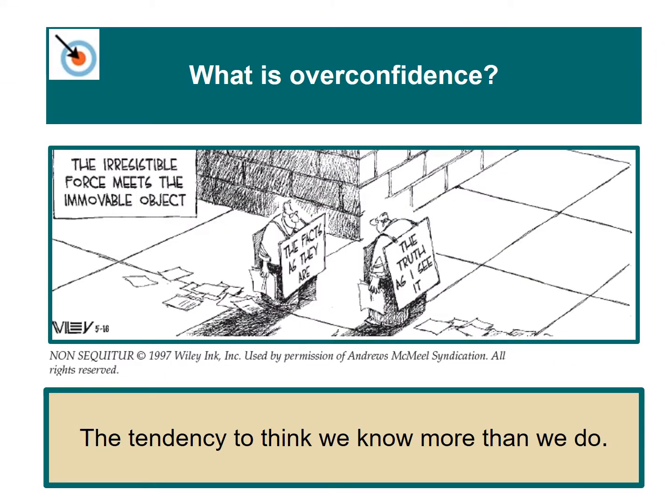Okay, the next one, overconfidence. What is overconfidence? Well, it's just what it sounds like. A lot of these terms in psychology define themselves. So overconfidence is the tendency to think we know more than we do. So when I said it's about 600 new terms in psychology, remember a lot of them will define themselves. So it's not something to freak out about.